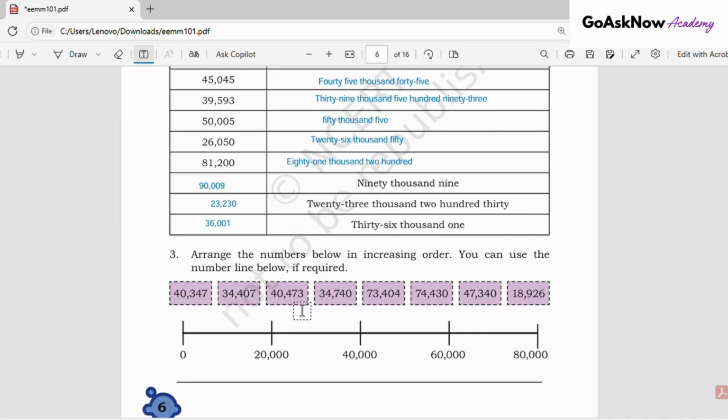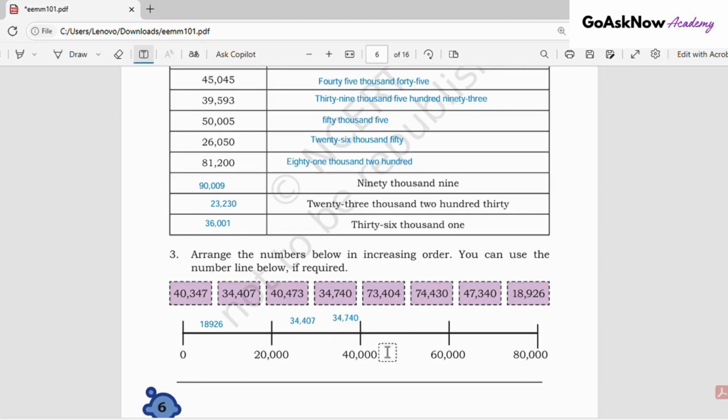This is 40,000, 34,000, 73,000, 74,000, 47,000, 18,000. Here 18,926. Then after that, 20 to 40,000, there is which one? 34,000, 34,407 something. It is the smallest one. Next one is 34,740, the next highest.